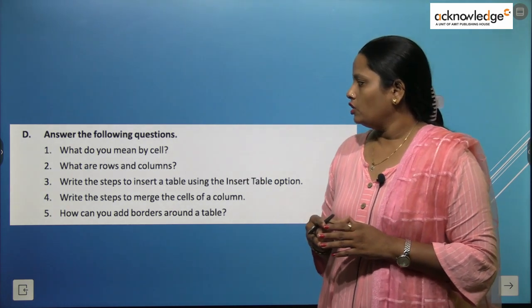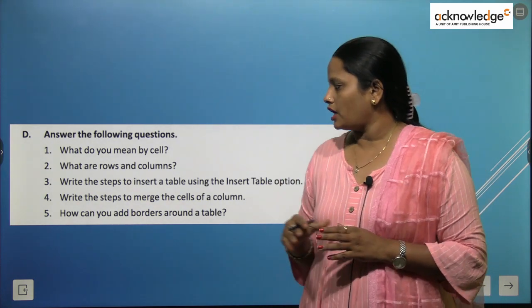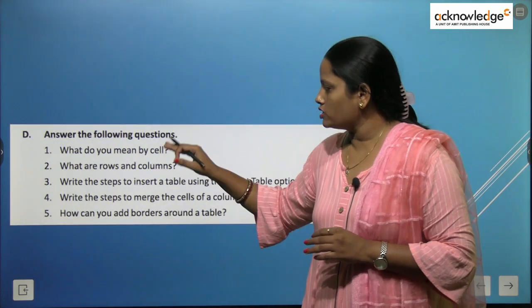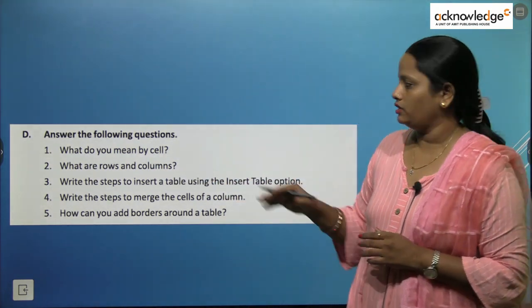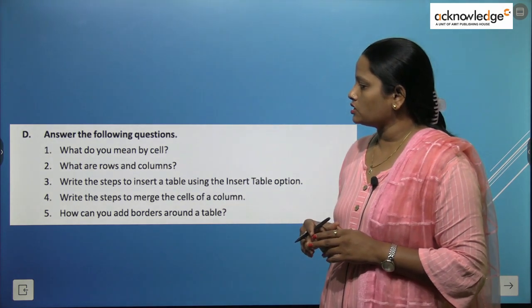What are rows and columns? So the vertical series of lines are called columns, and the horizontal series of lines are called rows. So next, come to the next question.